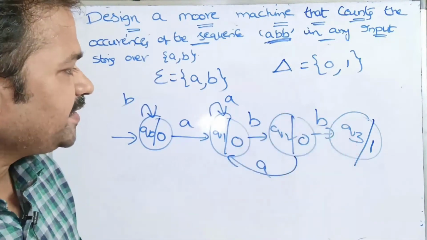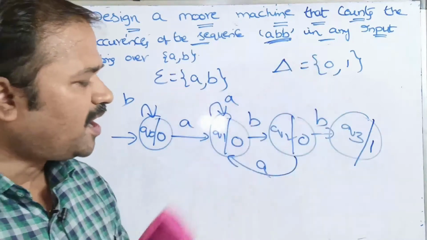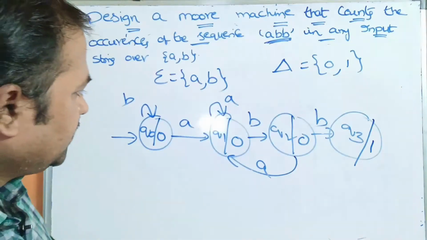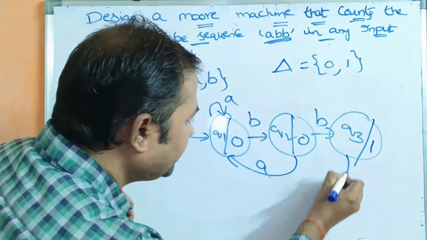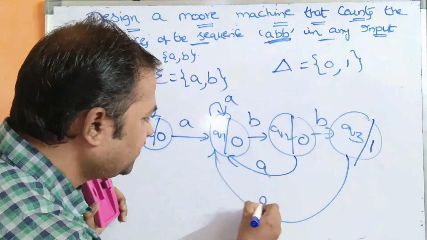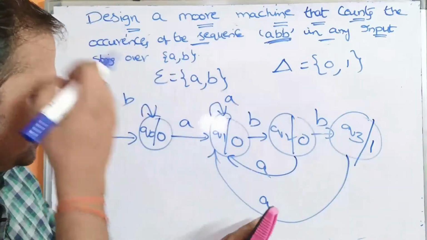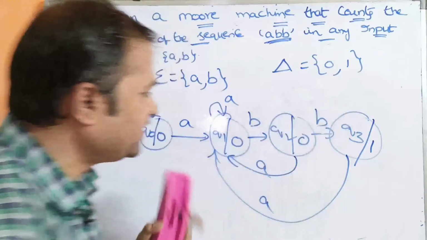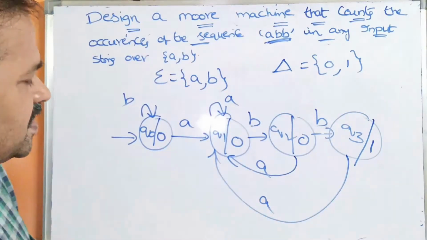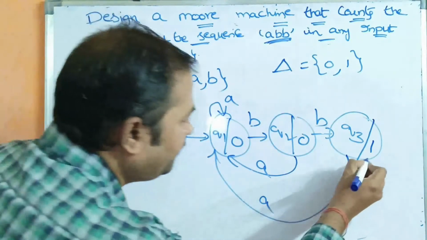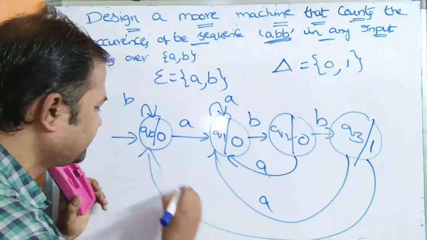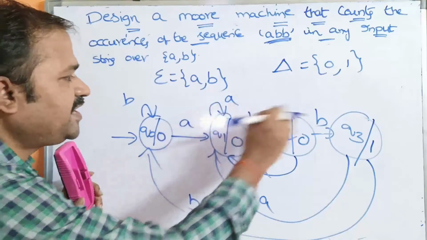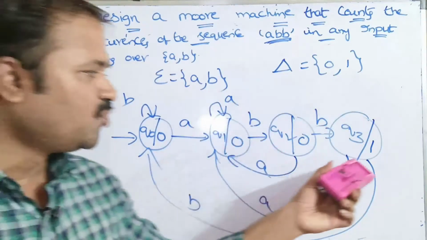Next, we have to apply both A and B on Q3. If we apply A here, simply like the previous one, we can go from here to here. So after A, we can have BB, so ABB sequence. And next here, we have to apply the B. So we can make a transition like this. After B, we can have ABB. So this is the Moore machine.